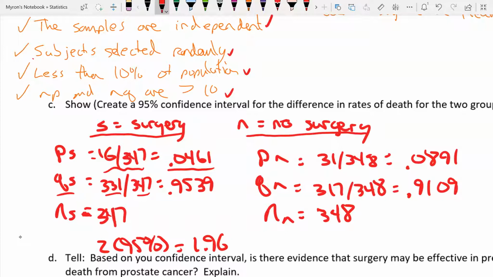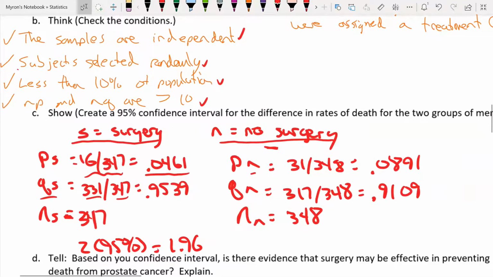So I use the S for this one, and then on this side for the no surgery, I use the N. And 31 out of 348 died that did not get the surgery. That is 8.91%. And 317 survived that did not get the surgery. So that's 91.09% out of 348 total.